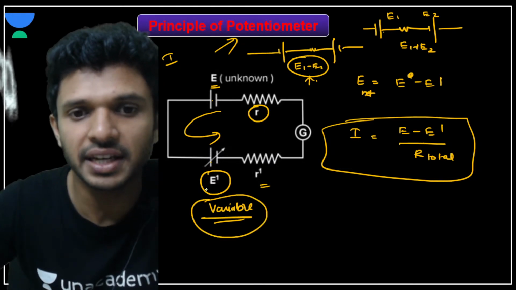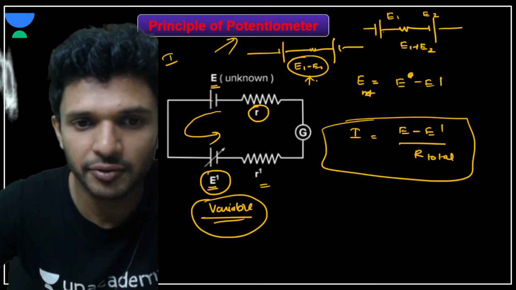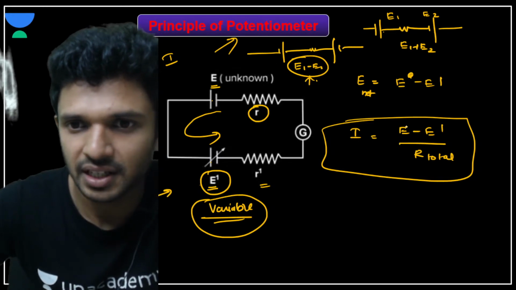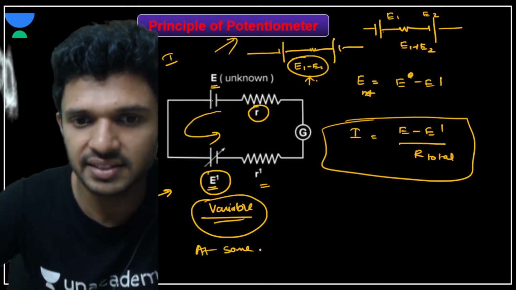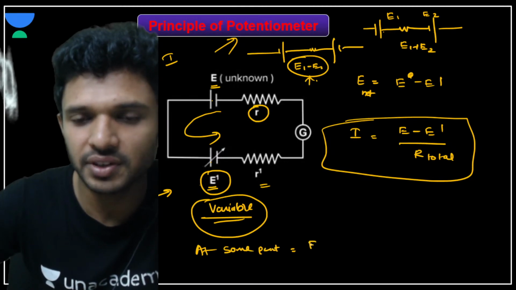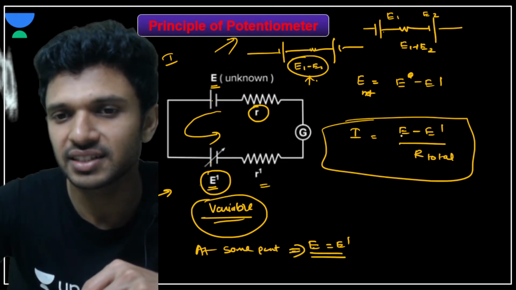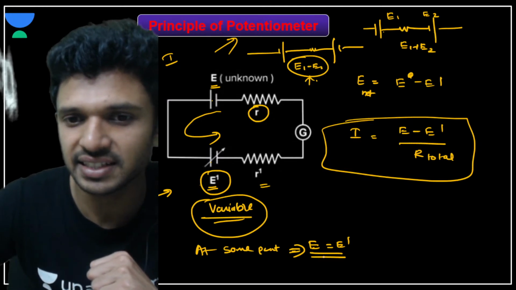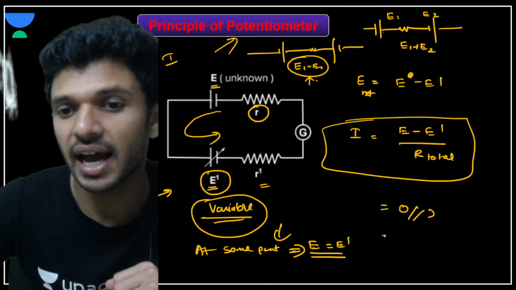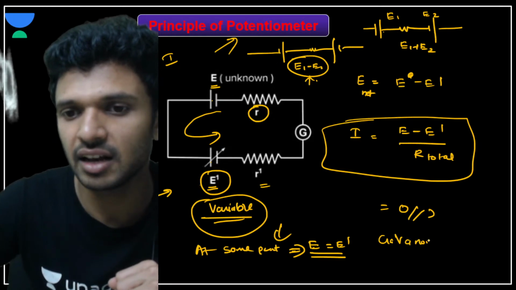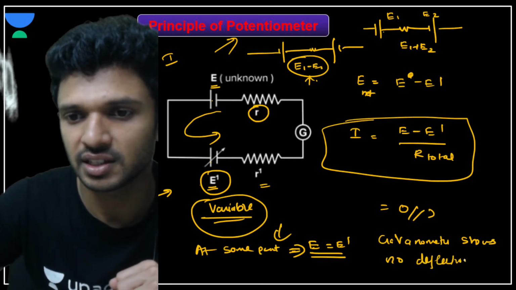Now, as I have marked here, this is a variable EMF. If I keep on increasing the EMF of this particular cell from 0 to a higher value, what happens? It increases. Let's say at some point the magnitude of E is equal to E dash. Tell me what happens? Current will be equal to E minus E dash. As E and E dash become equal, the current becomes 0 and galvanometer shows no deflection, isn't it?